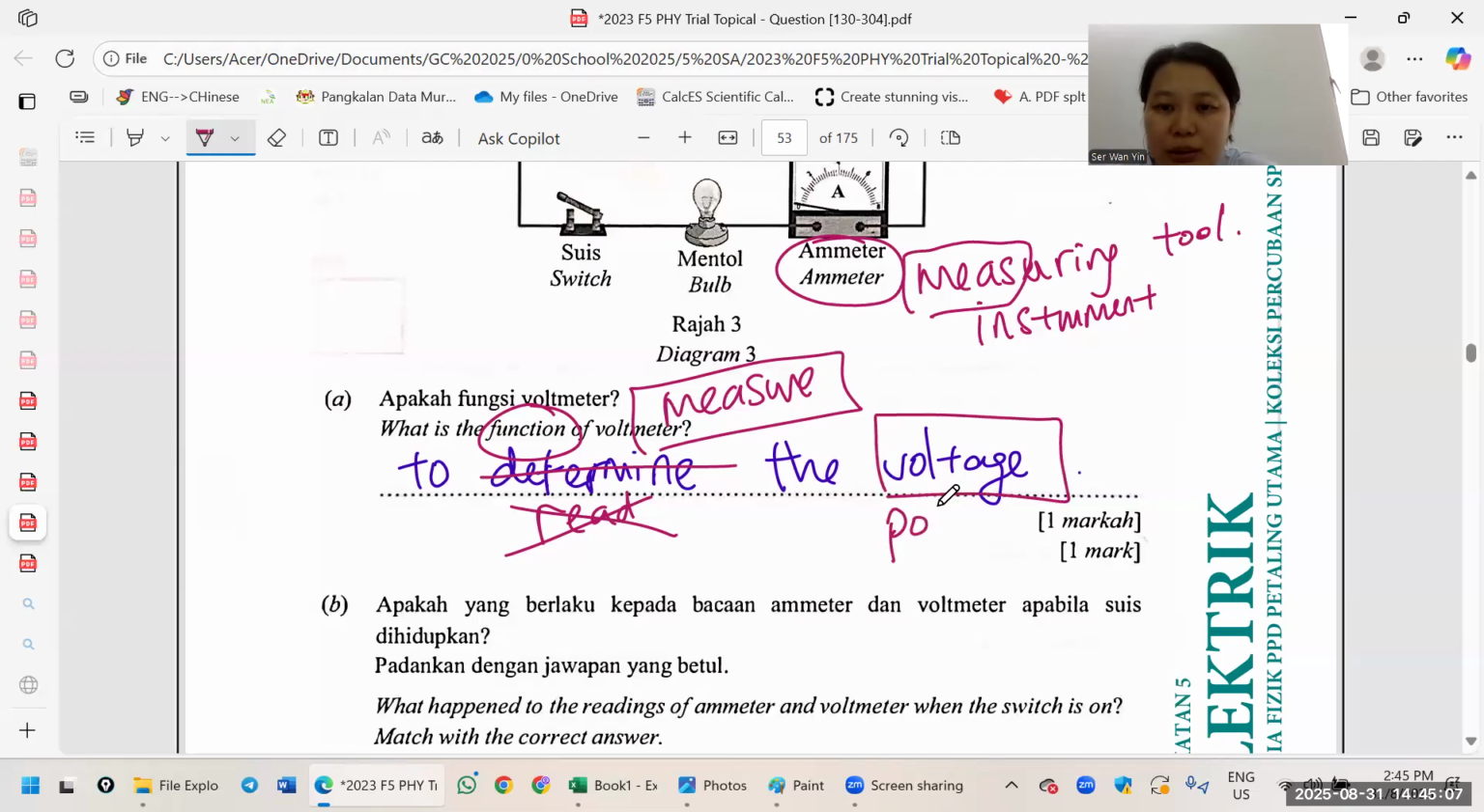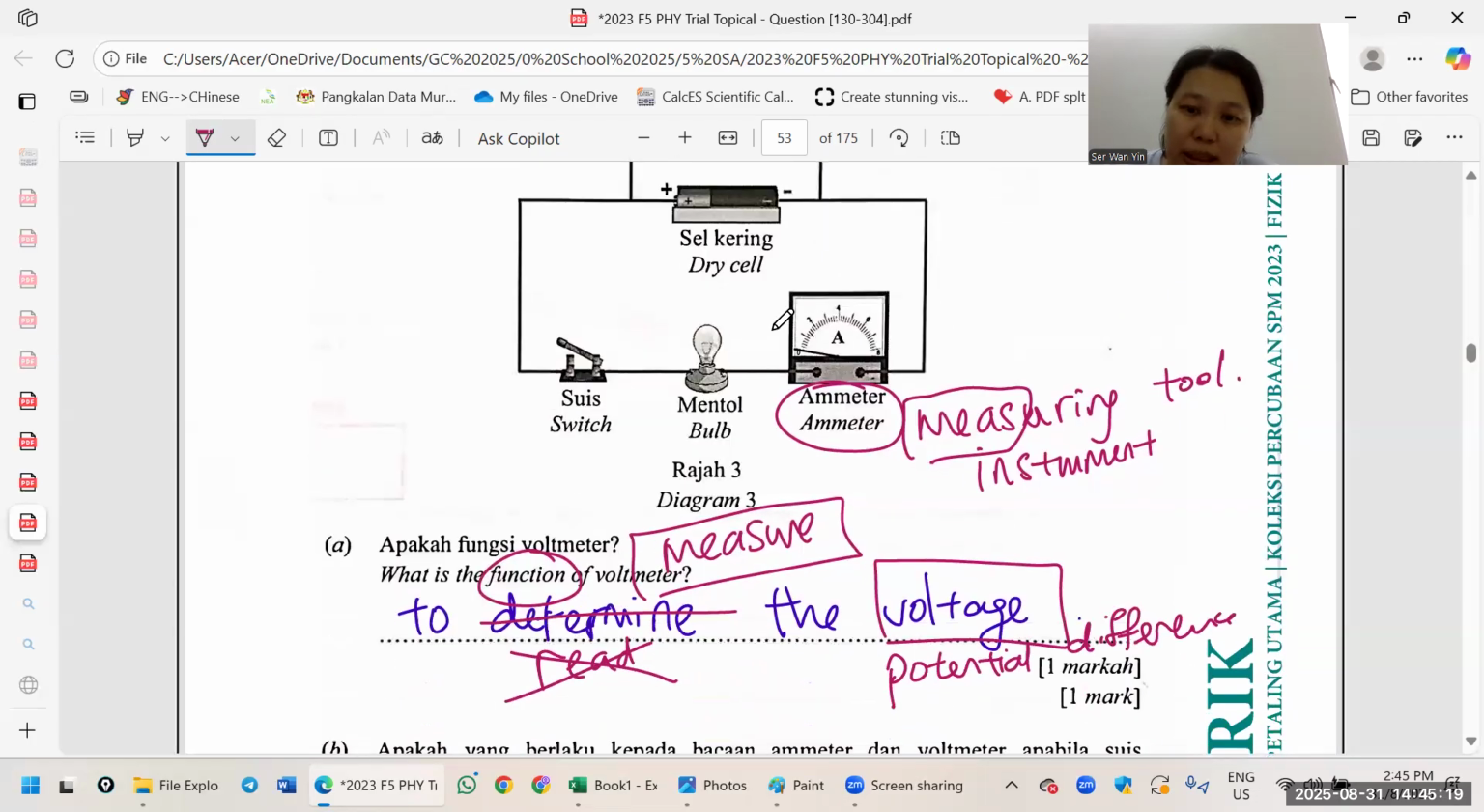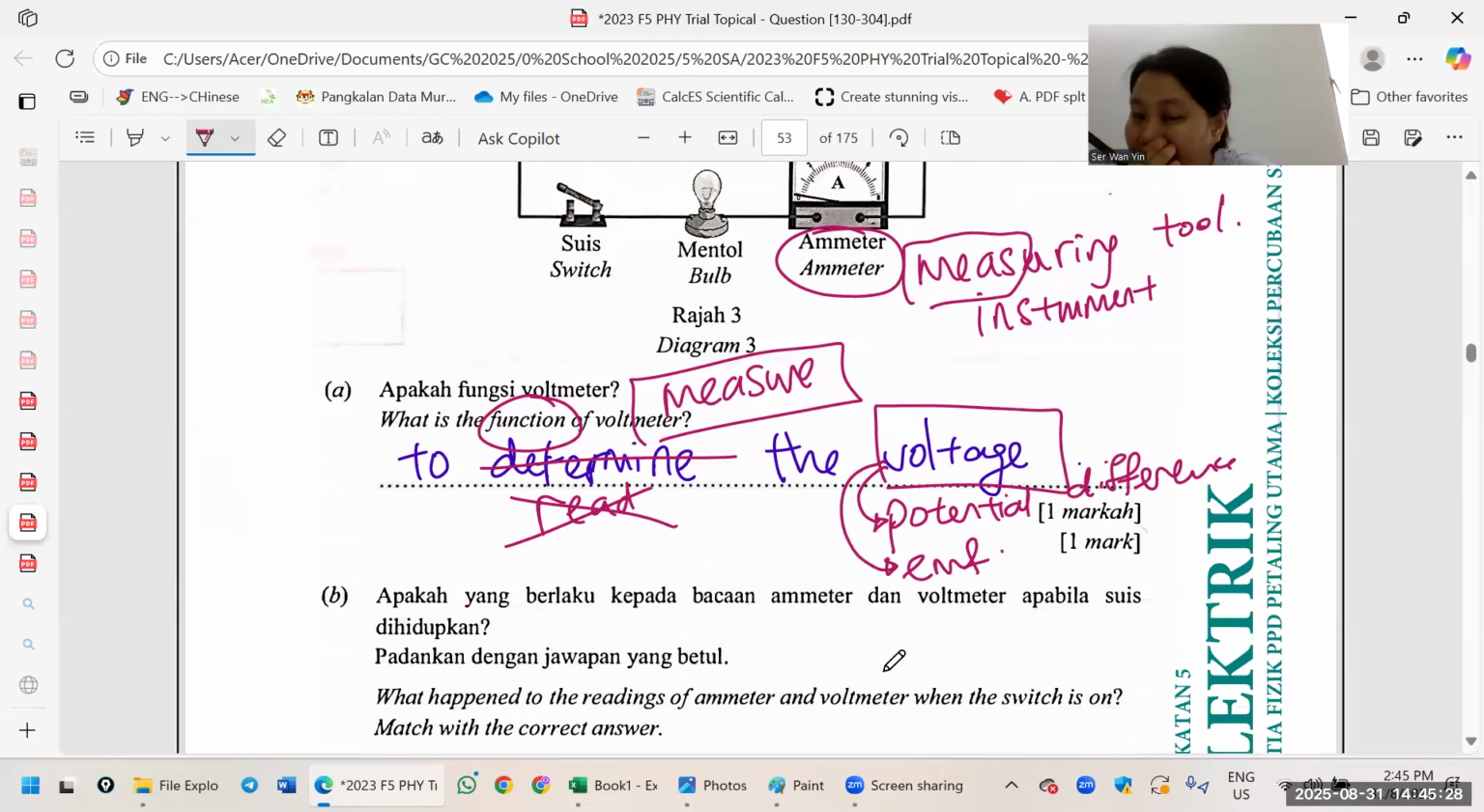Potential difference. You can say potential difference. Or actually, for this case, you want to say EMF also can. So actually, under voltage got two, potential difference and EMF. But they just ask voltmeter. So for Form 5, voltage still acceptable. But next level, Form 6, A level, you cannot use voltage anymore. You must mention potential difference or EMF. Now Form 5 still can use.